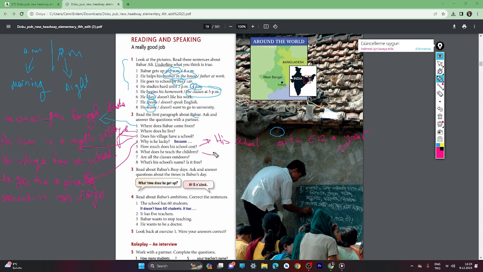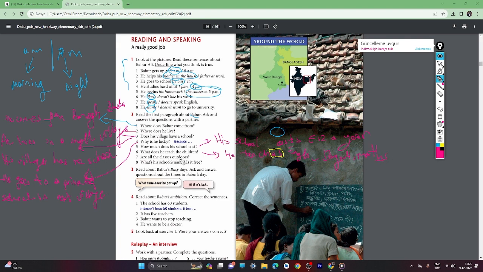What does he teach children? He teaches. You see, we ask the questions with the simple present tense, we answer them with the simple present tense. He teaches, you see, teaches. We use here suffix es. I want you to understand the differences. Okay, he teaches English, Bangladeshi language, Bengali language, maths.